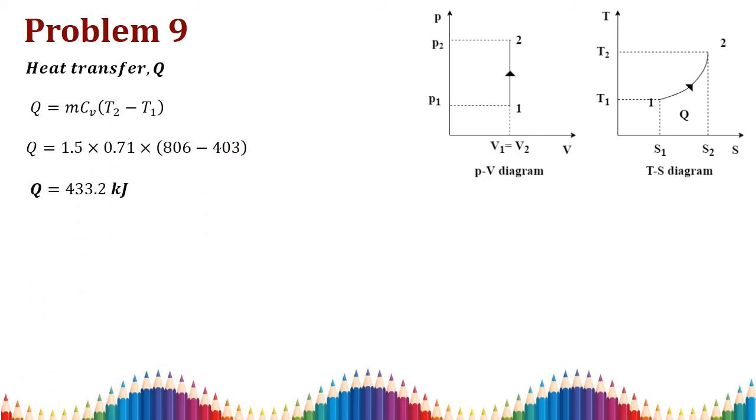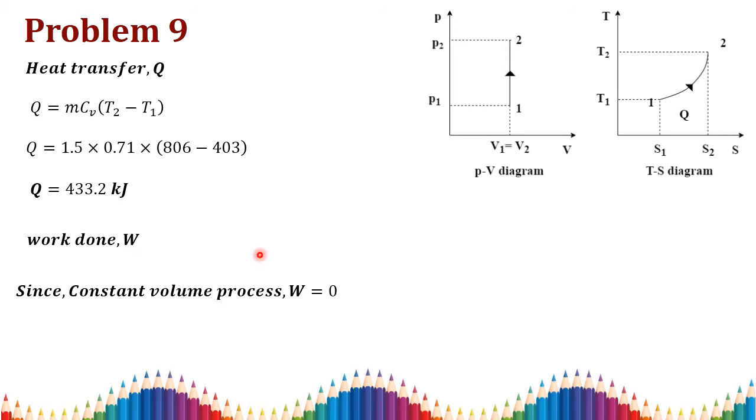Next one is heat transfer. We know that heat transfer Q is equal to mCv into T2 minus T1. Mass is 1.5, Cv is 0.71. I am substituting the value in kilojoule. When you substitute this Cv value in kilojoule per kilogram Kelvin, your answer will be in kilojoule. So Q is equal to 433.2 kilojoule.